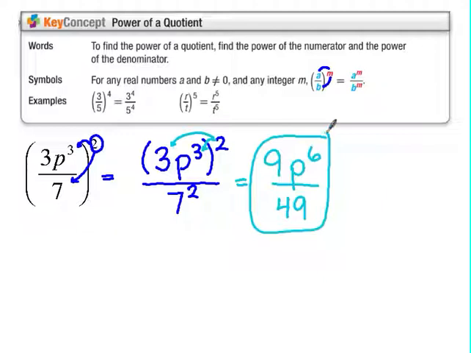Now you can't reduce the 9 and the 49 any. Nothing is in common between those two. So you just leave it as 9 over 49. Let's look at another one of those.